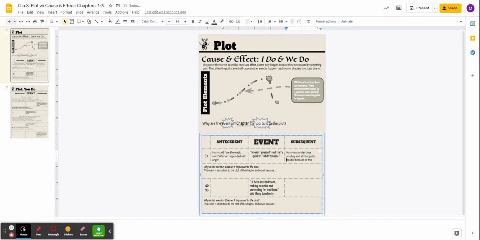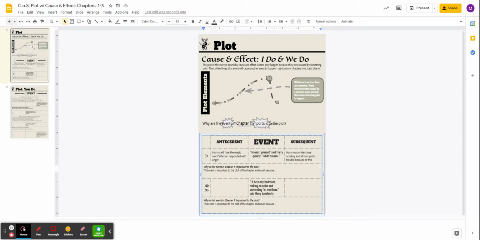So Harry said, "use the magic word" when Dudley asked for bacon. That caused Vernon to get very angry because he hates magic. Harry had to apologize, right? That main event, which we'll get into how Harry feels and the emotions packed into these cause and effect events of plot. But then Vernon is going to keep an eye out on Harry.